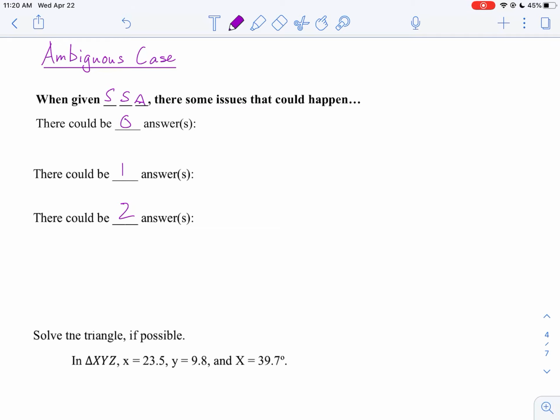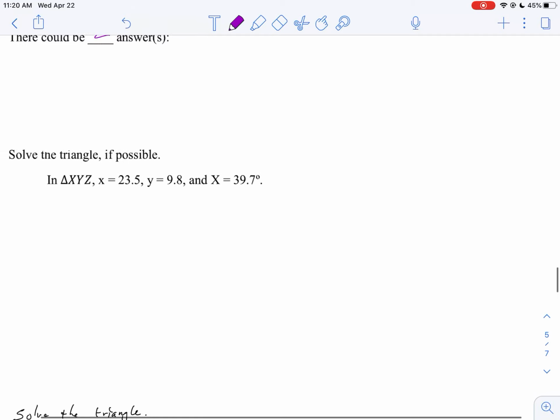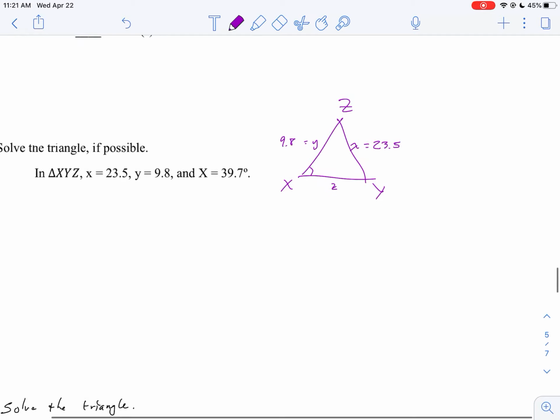And again, I'm not going to go into details, but basically sometimes you look here, we've got triangle XYZ. I'm going to go ahead and just sketch a triangle XYZ, little x, little y, little z. We know that little x is 23.5. We know little y is 9.8. And we know the angle here is 39.7.